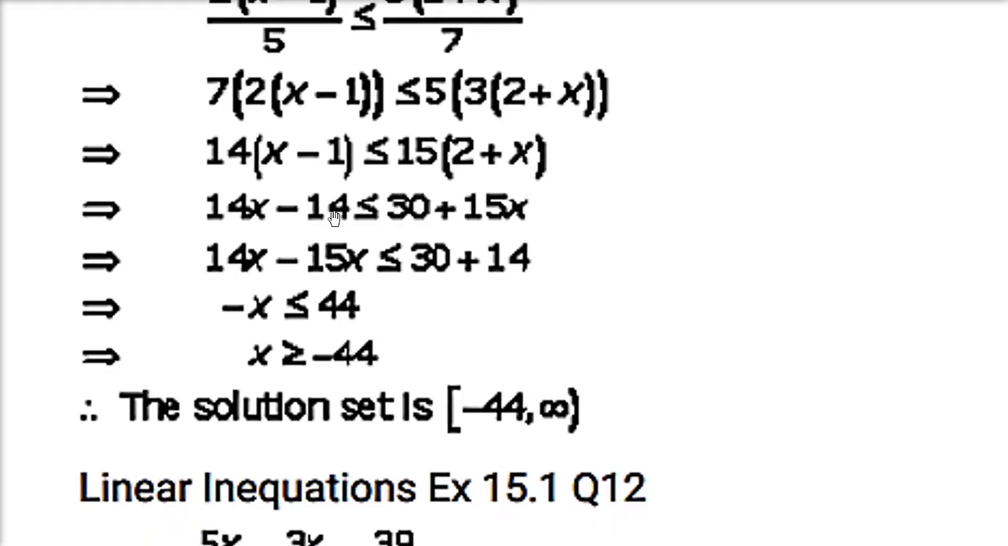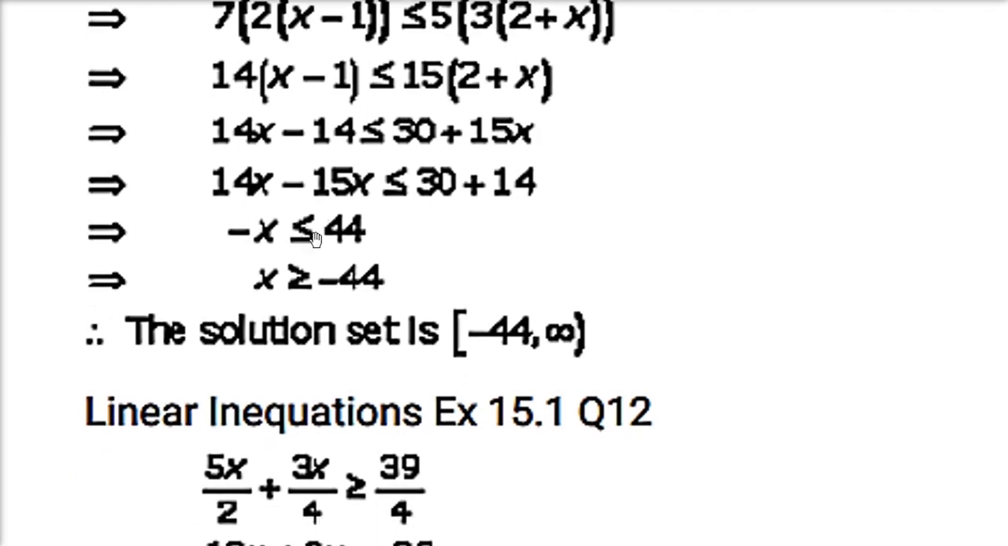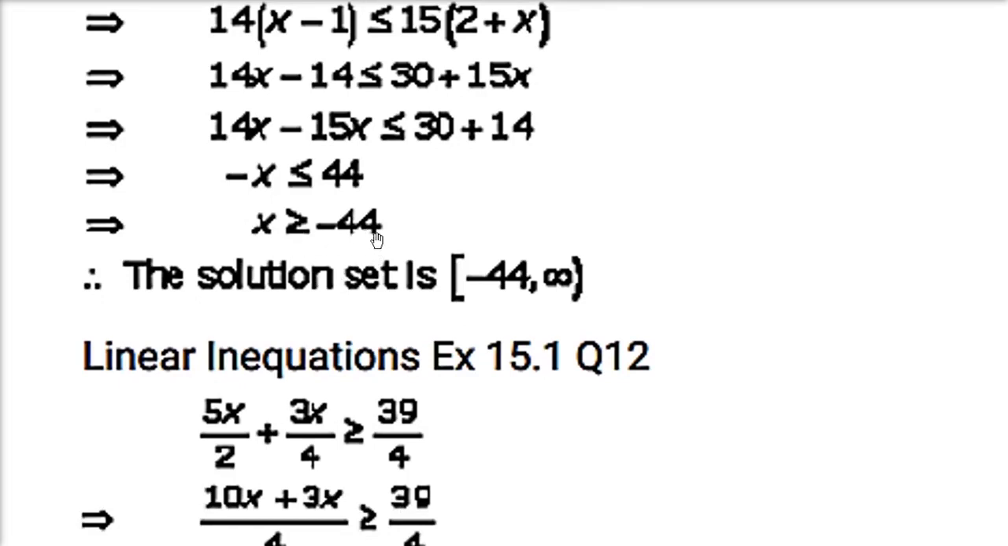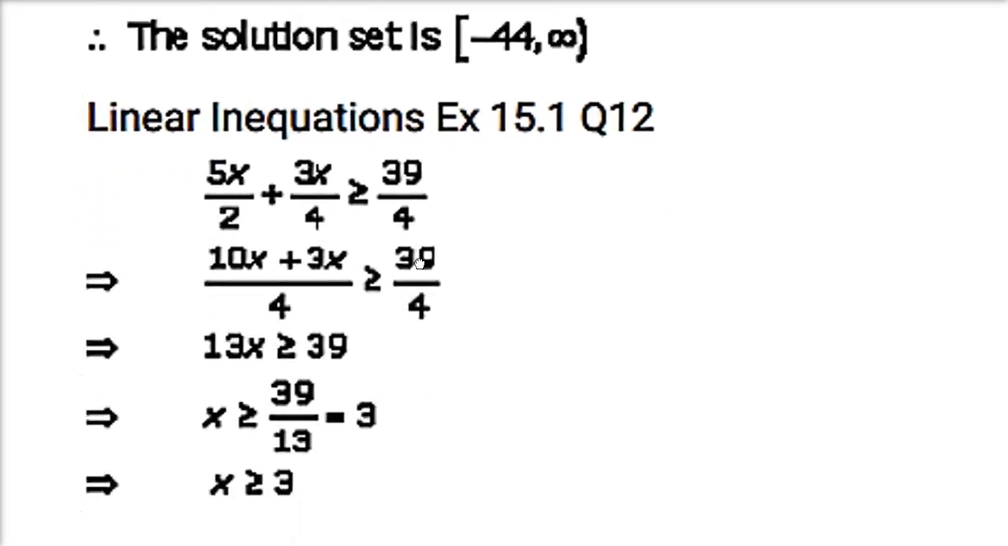Now bring this here and 14 here. So 14x minus 15x is minus x. This is 44. Now multiply both sides by minus 1. You get x. Now this changes. Less than or equal to will become greater than or equal to. X is greater than or equal to minus 44. So since it is greater than or equal to, minus 44 is inclusive. So you put a square bracket. And since it goes up to infinity, you put an infinity here.